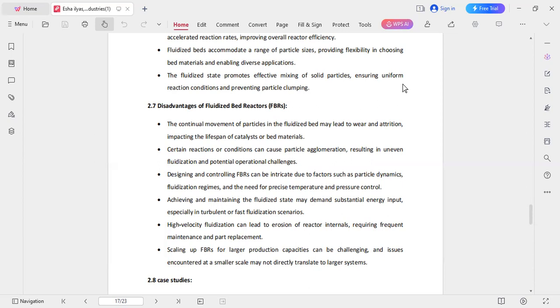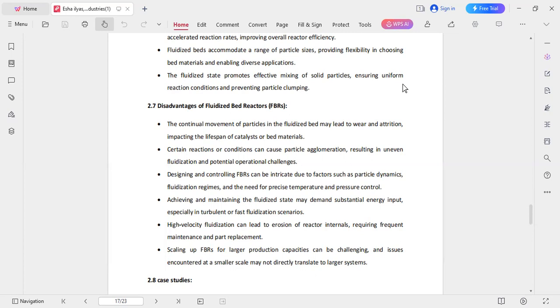Designing and controlling fluidized bed reactors can be intricate due to factors such as particle dynamics, fluidization regimes, and the need for precise temperature and pressure control. Achieving and maintaining the fluidized state may demand substantial energy input, especially in turbulent or fast fluidization scenarios.